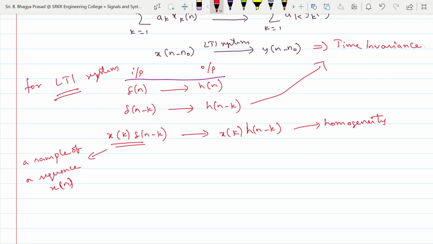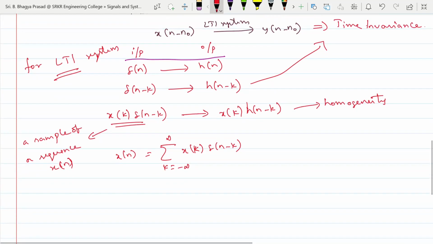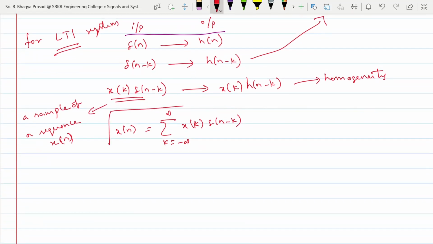Every signal can be represented as x[k] δ[n minus k], with k equal to minus infinity to infinity. So a sequence can be represented like this. We have seen this already in the earlier discussion.